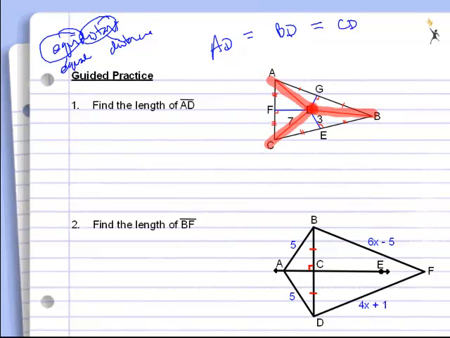Well, I can see that they gave me CD. They told me it was 7. If CD is 7, what does that tell you about BD? And what does that tell you about AD? It should tell you that they're both 7 too, because all three of these points are the same distance apart. Let me show you.